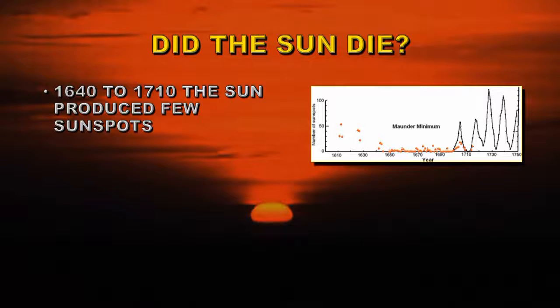Well, what is the Maunder minimum? Well, it's a period from 1640 to 1710 when the Sun apparently produced very few sunspots. You can see it here marked in red on this curve.